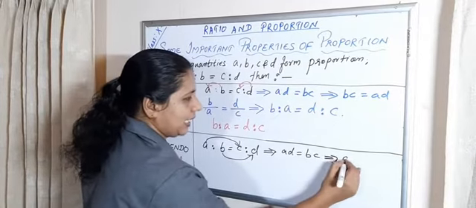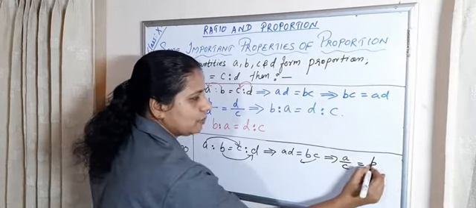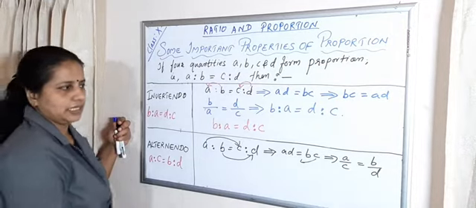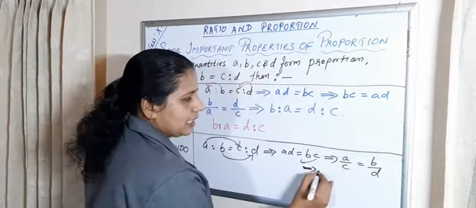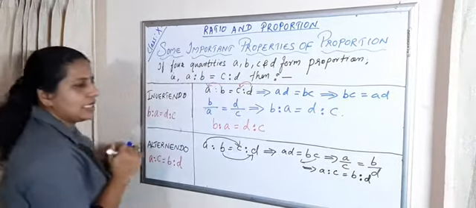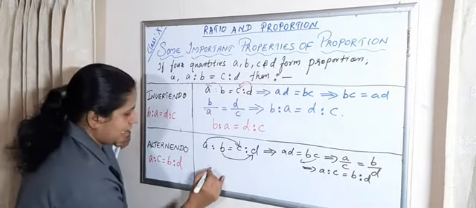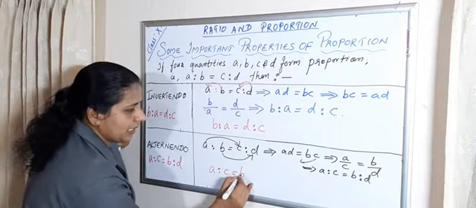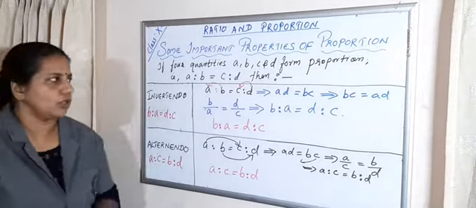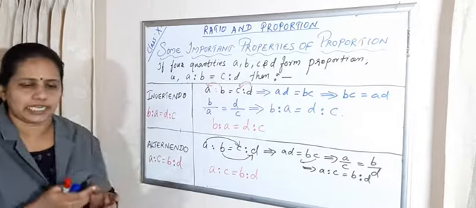Implies I am keeping A here itself and taking the C. So A by C is equal to B by D. That implies A is to C equal to B is to D. That is, we are taking the alternate quantities. This is called the alternando property. So, two properties. First one, invertendo. Second one, alternando. Take your book and write it.